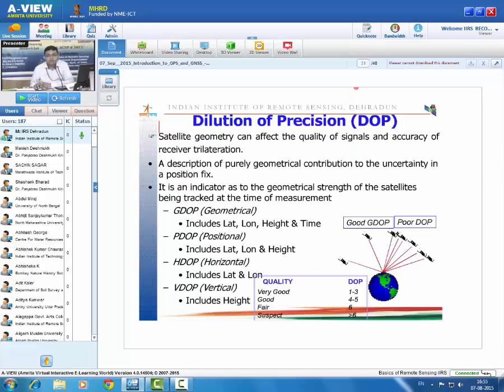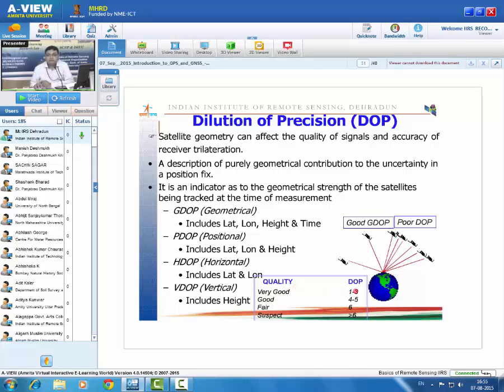When the user is interested in knowing the accuracy with which the signals are coming to us, what is the quality of them in terms of latitude, longitude, height and time, it is known as geometrical dilution of precision. Whereas if the user is not interested in time, but only in latitude, longitude and height, it is known as positional dilution of precision. If the user is only interested in latitude and longitude, it is known as horizontal dilution of precision. If the user is only interested in vertical height, then it is known as vertical dilution of precision.